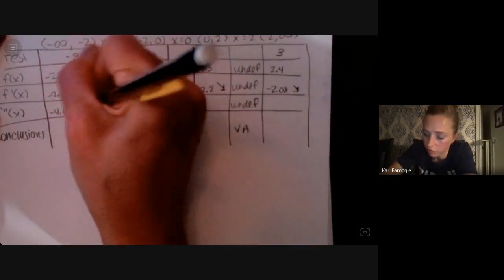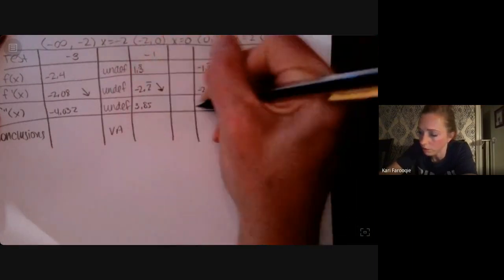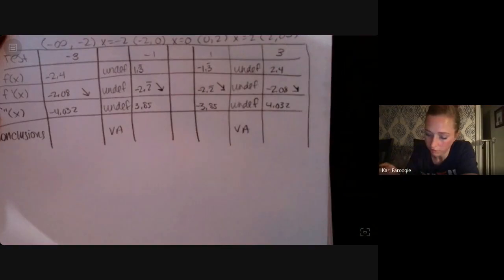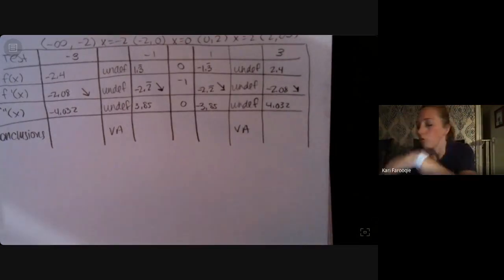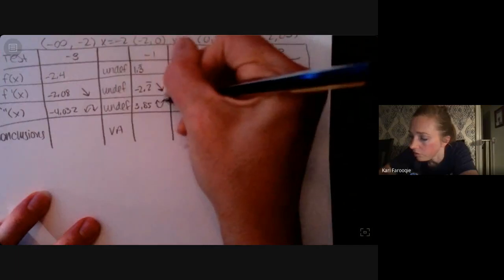Y sub 3, I have -4.032, 3.8519, -3.852, and then 4.032. At 0, I have 0, -1, 0. Okay. I can go ahead and make some conclusions about concavity: negative, down, frown; positive, up, cup.